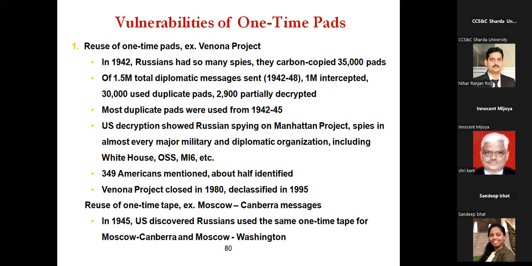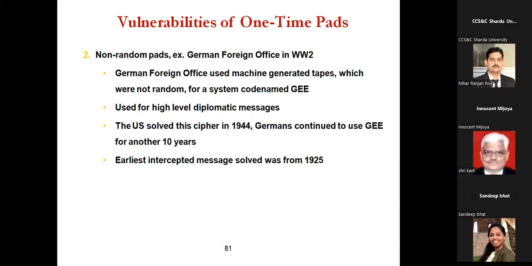US decryption showed Russian spying on Manhattan Project spies in almost every major military and diplomatic organization, including the White House, OSS, and MI6. So 349 Americans were mentioned, about half of the anti-fight messages. The only point I'm making here is that pads cannot be reused. If you are reusing it, you are putting yourself at risk.